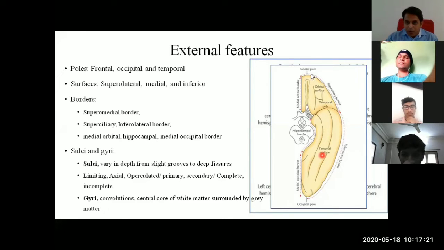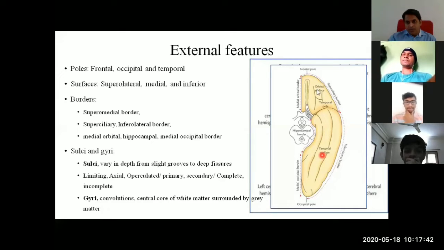So the borders are renamed as the superciliary border along the orbital surface and the inferolateral border along the tentorial surface. So the inferolateral border separates the tentorial surface from the superolateral surface, while the superciliary border separates the orbital surface from the superolateral surface. Okay. Now let us come to the other borders.